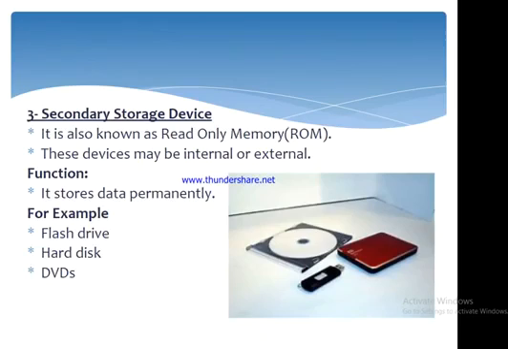Third type of hardware is secondary storage device. It is also known as read-only memory or ROM. It can be external or internal. The function of secondary storage device is that it stores the data permanently. Whether computer is on or turned off, the memory stored in secondary storage device will be stored properly. The examples of secondary storage device are flash drive, hard disk, and DVDs.